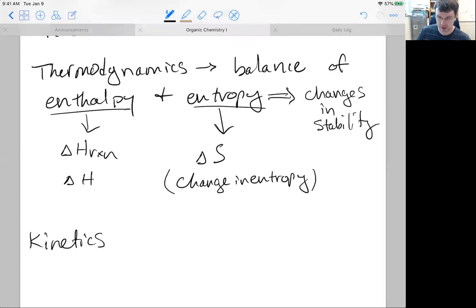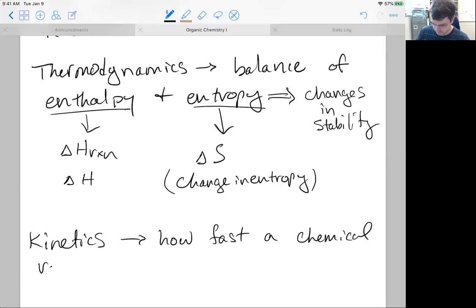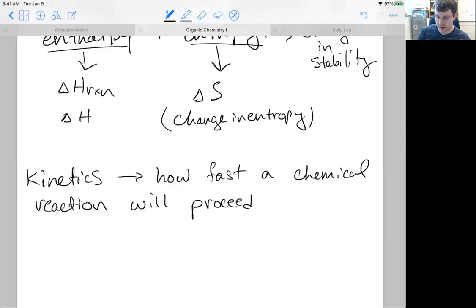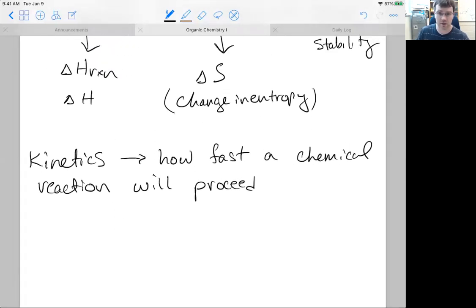Conversely, we also want to think about the kinetics of a chemical reaction. Kinetics is how fast a chemical reaction will proceed. In upcoming lectures, we'll look at what influences whether or not a reaction will be fast or slow. These are really good ways of describing reactions. But all of these things, the balance of enthalpy, entropy, and how fast a reaction occurs, can be easily depicted in what's called an energy diagram. It's something we're going to be using quite a bit. It's a fairly simple graph.